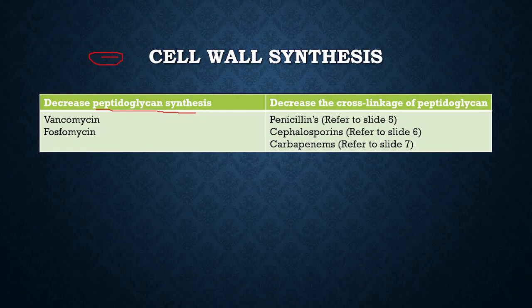Then they can decrease the cross linkage of the peptidoglycan. In the previous slide we talked about the synthesis, which is the NAM and the NAG molecules, and then the cross linkage. We'll come to that in more detail when we look at the bacterial picture again. So let's go to the next slide.